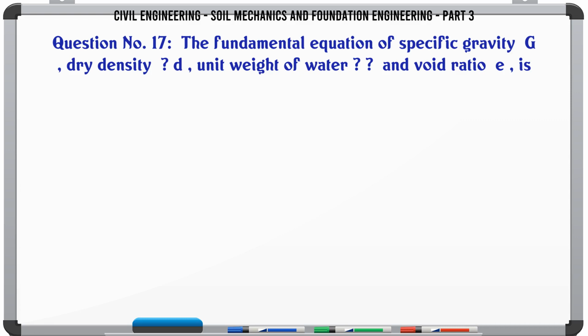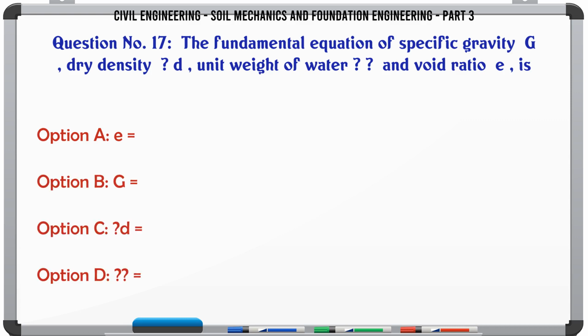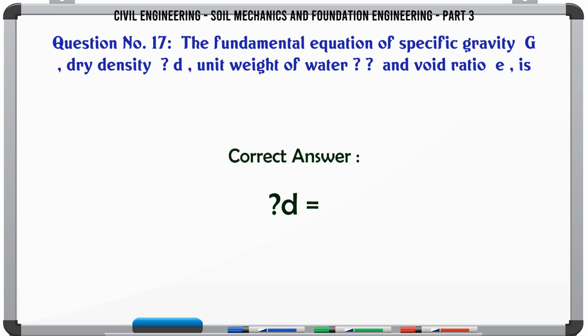The fundamental equation of specific gravity G, dry density, unit weight of water, and void ratio e is A, B, C, D. The correct answer is D.